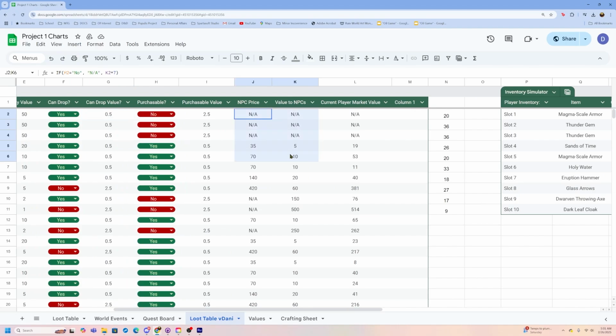Here we have our NPC price and our value to NPCs, which is how much NPCs sell and buy any given object for, respectively. And we're using that as our range to determine what the current player market value might be, right? Because players don't want to sell something for a lower price than they could get from an NPC. That's not going to be good for them. They probably also want to sell it for lower than what an NPC will buy it for. Otherwise, it becomes just a way to purchase more money, and you might as well sell it to an NPC if you're doing that.